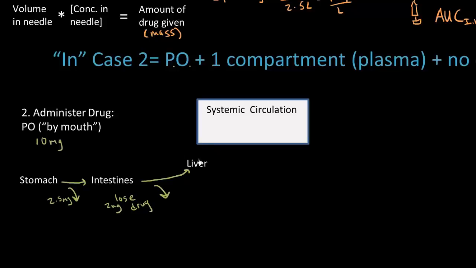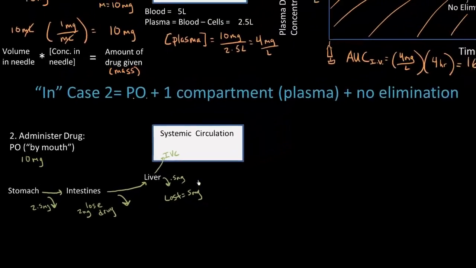And from our liver, it needs to get into our hepatic vein, into the IVC. Once it gets in the IVC, it's in our systemic circulation. And even here, let's say we lost another 0.5 milligrams. Well, if I add these up, 2.5, 2, and another 0.5, in total, I just lost 5 milligrams of drug. So that's important to remember.